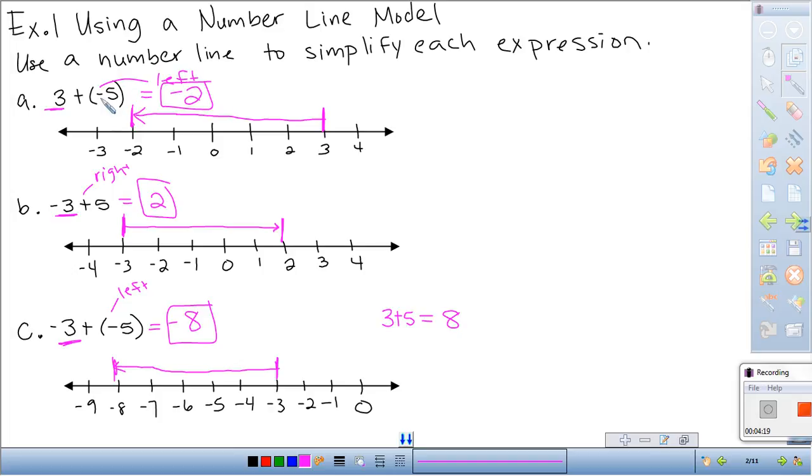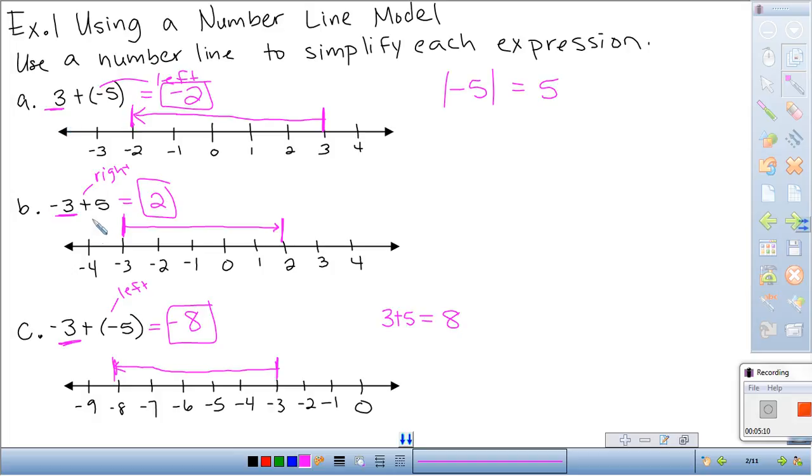And then we always kept the sign of the larger absolute value. So if we ignore the negative, then we know 5 is bigger than 3. And ignoring the negative is the same as doing the absolute value. The absolute value of negative 5 is 5. The absolute value of 3 is 3. So which one has the larger absolute value? Negative 5. And so we kept that sign.